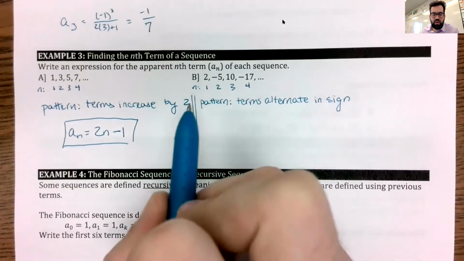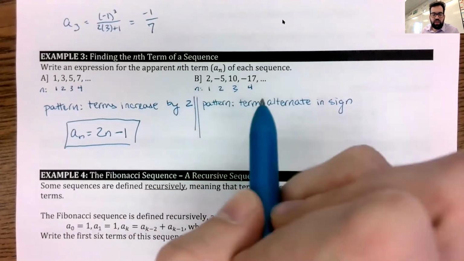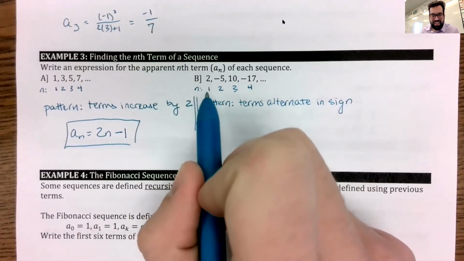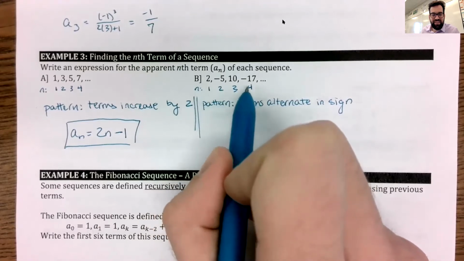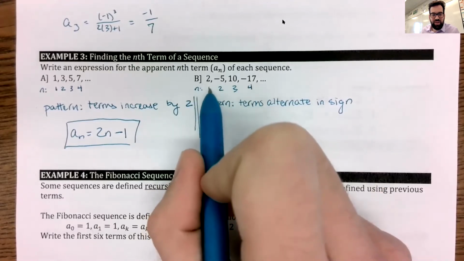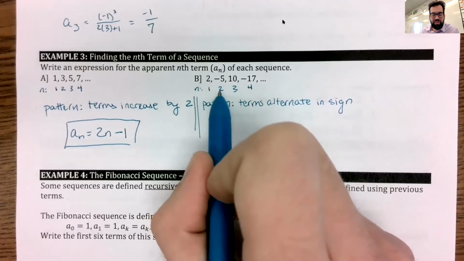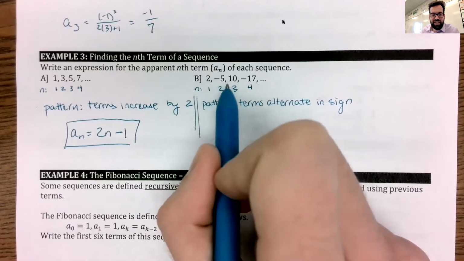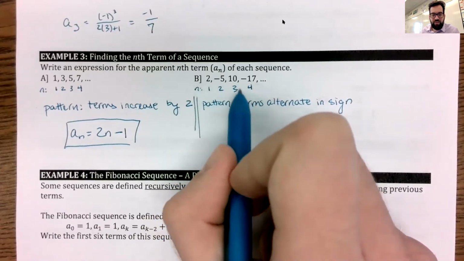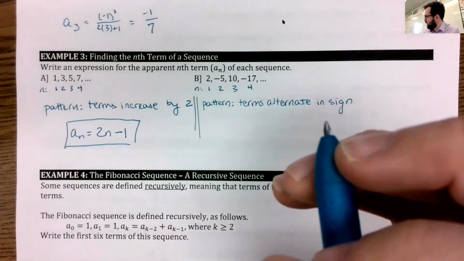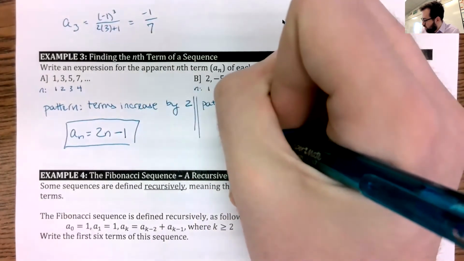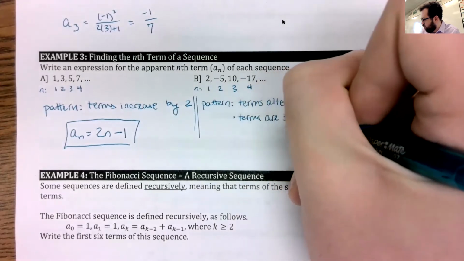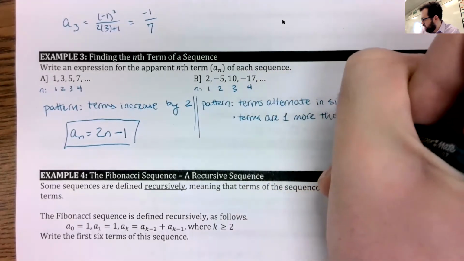So what else? The other thing I notice here, after a lot of experience with sequences, is that if I square n, we're really close to the answers. 1 squared is 1. I'm 1 away from 2. 2 squared is 4. Add 1 and we get to 5. 3 squared is 9. Add 1 and we get to 10. 4 squared is 16. Add 1 and we get to 17. That's what we want to notice here, okay? So I'm going to also notice that the terms are 1 more than n squared.